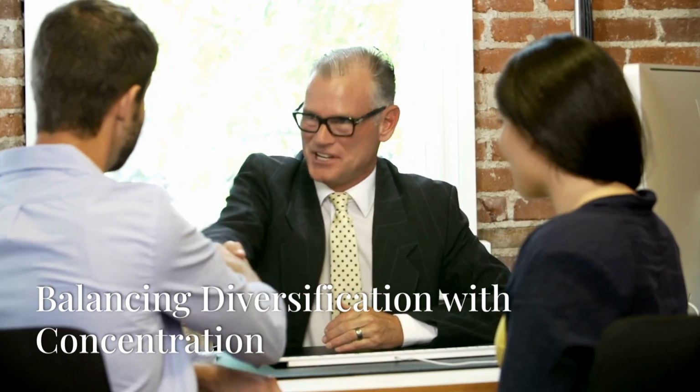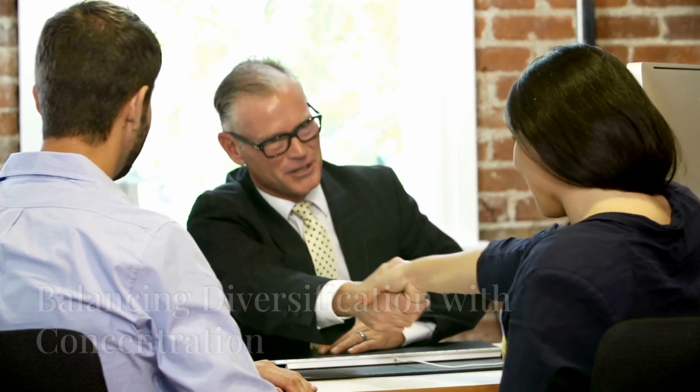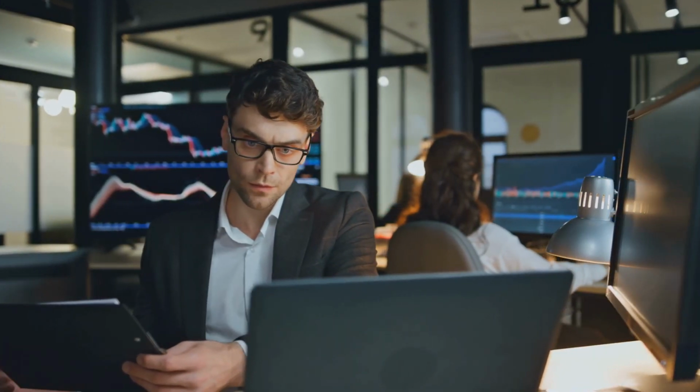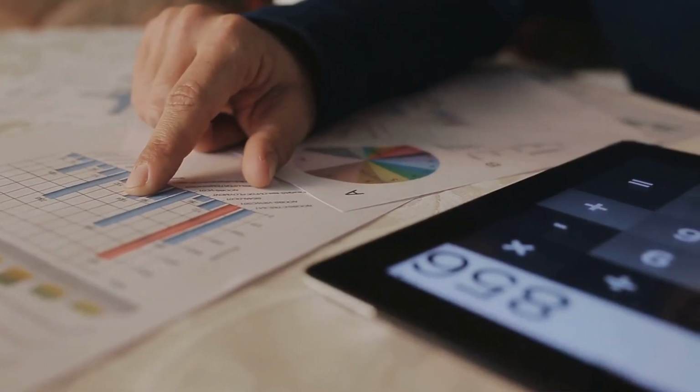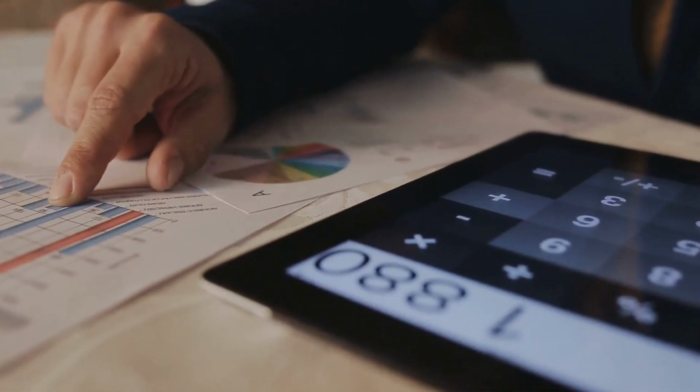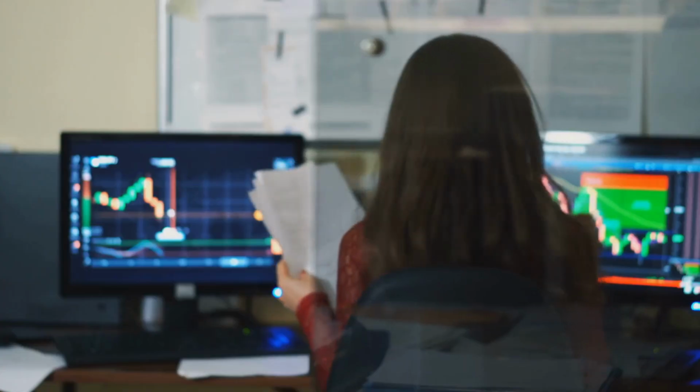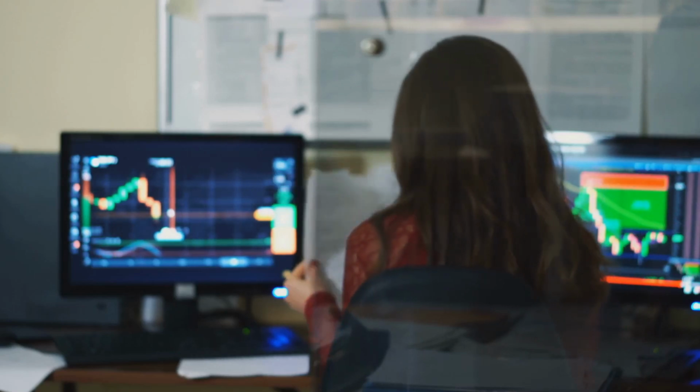Section 7. Balancing diversification with concentration. Balancing diversification with concentration is key to a successful investment strategy. Investors should examine the underlying investments in their funds to identify potential overlap. Analyzing holdings helps in streamlining the portfolio and eliminating redundancies.